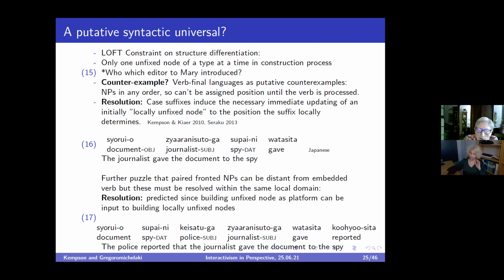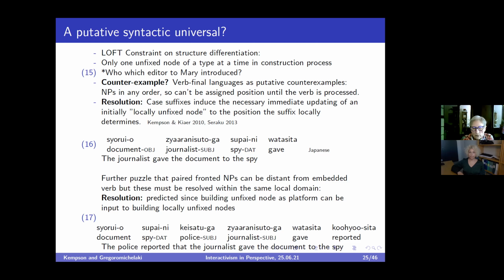But our resolution is that case suffixes here are inducing the necessary immediate updating of an initially locally unfixed node to the position the suffix locally determines. So you have this pattern of building an unfixed node and then resolving, building an unfixed node and resolving it. So that's in fact compatible with the constraint. But there's then a further puzzle associated with these languages, which is very broadly displayed in such languages: you can actually get more than one of these at the left periphery. So now look at 17. We've got the document to the spy.